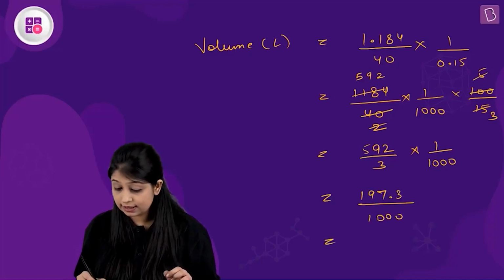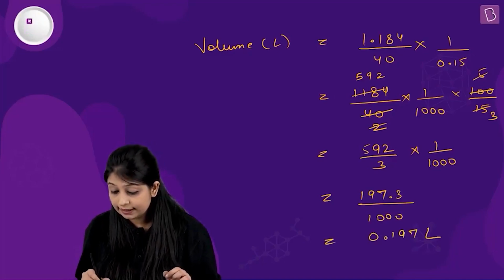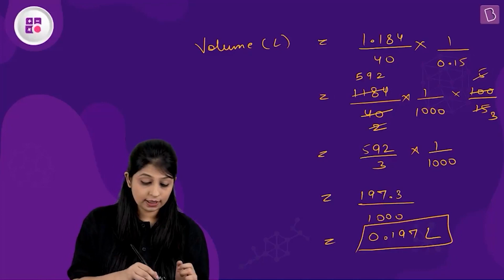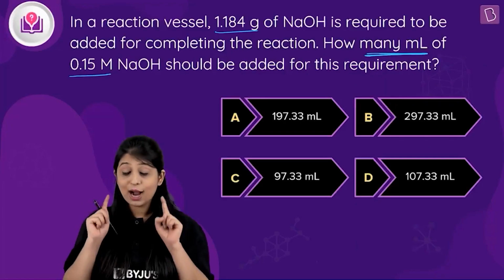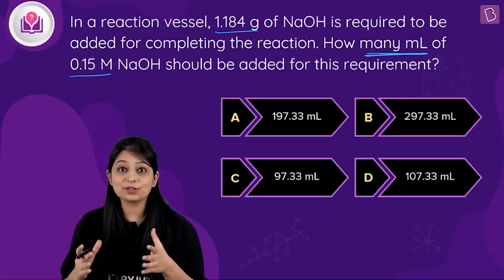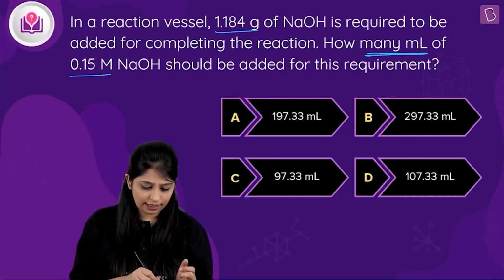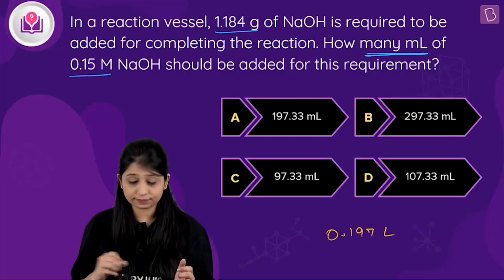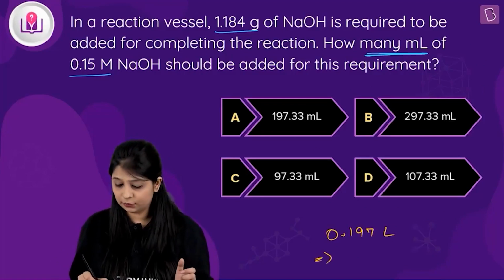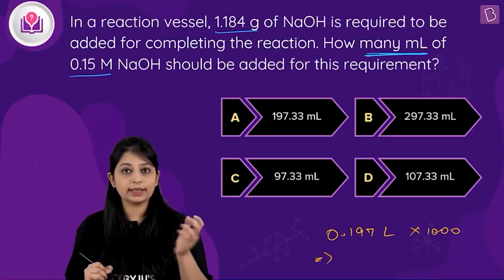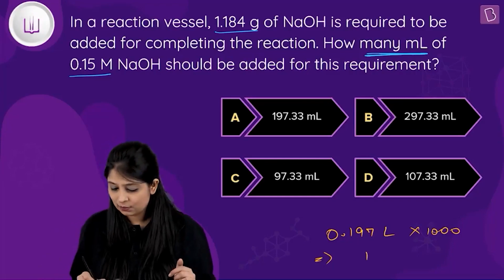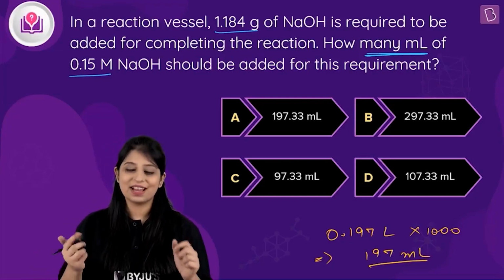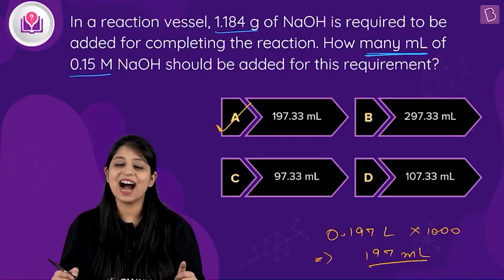So this is 0.197 liters. Correct? So this is the volume that will be required for the complete reaction. However, we are given our options of volume in milliliters, right? So what have we calculated? We have calculated 0.197 liters. We'll multiply it by 1000 to get our volume in milliliters, which will be approximately 197 milliliters. Okay, so which option does it match? It matches option A, which is our correct option.